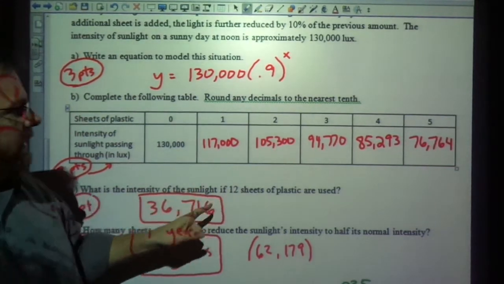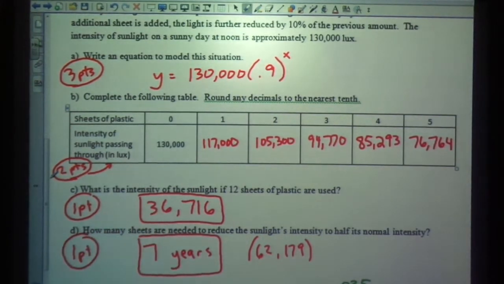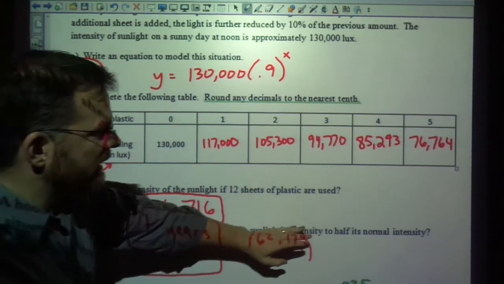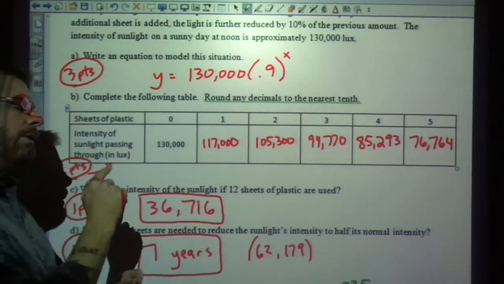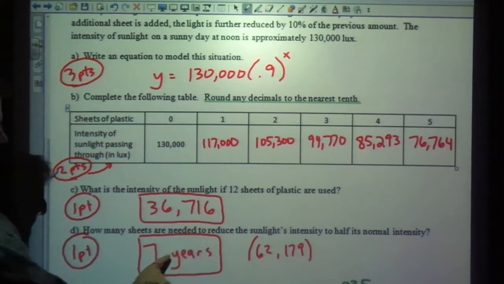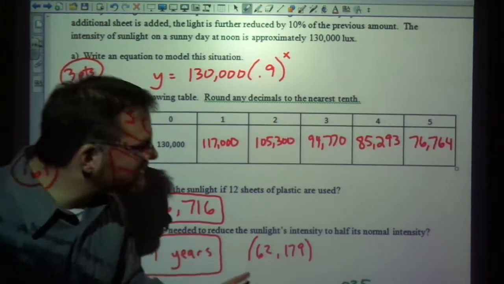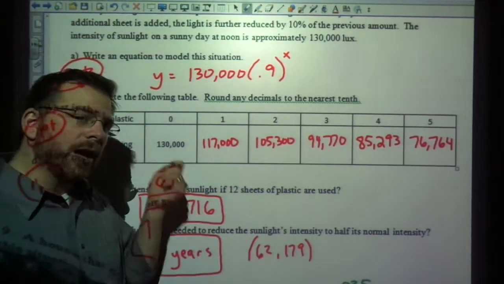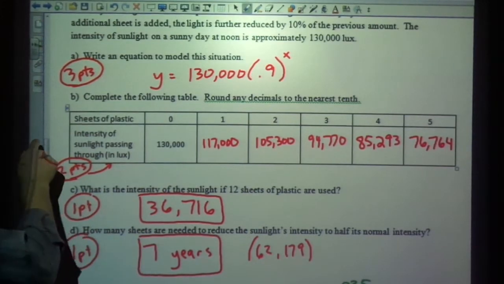Then for 12, I put 12 in as x and figured it out, and it should be 36,712 lux if there are 12 sheets. And then looking through the table, you can find how many is needed to reduce it in half. Well, half of 130,000 is 65,000. So you can look in the table and see where it hits below that. At 7 years, it drops to 62,000, so that's how long it takes to cut in half. Another way you might see this asked is, what is the half-life? Calculate the half-life. We would say it's 7 years before it's cut in half. Every 7 years, it's going to be cut in half again.